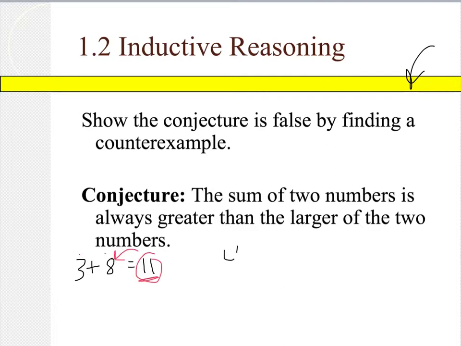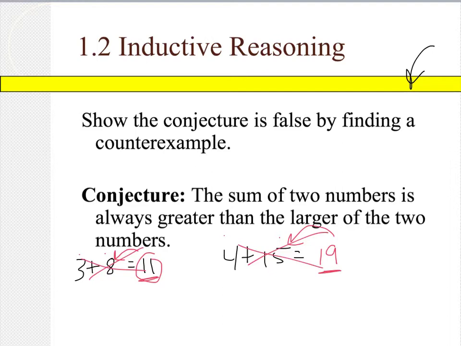Let's look at 4 plus 15. 4 plus 15 is 19. Okay, so I notice 19. Is 19 bigger than the larger of the two? Yeah, 19 is bigger than 15. So that doesn't prove it. Neither one of these do. But what is an example, or a counterexample, that makes it false?